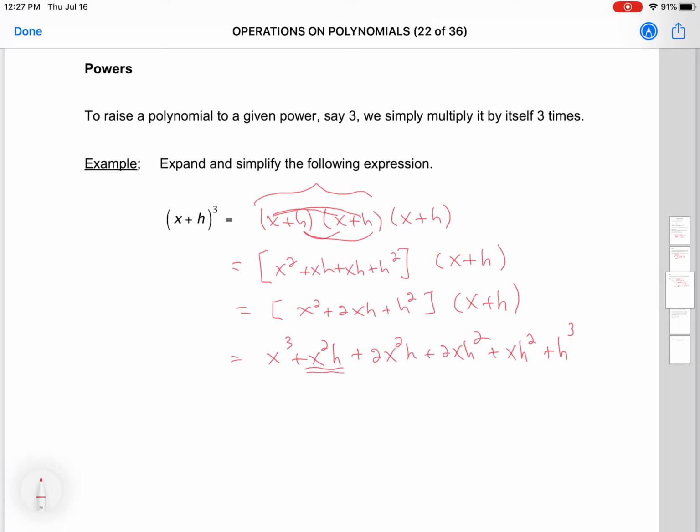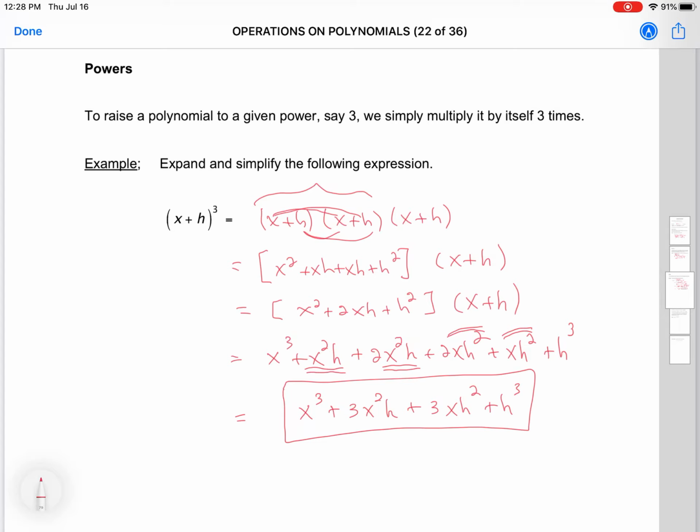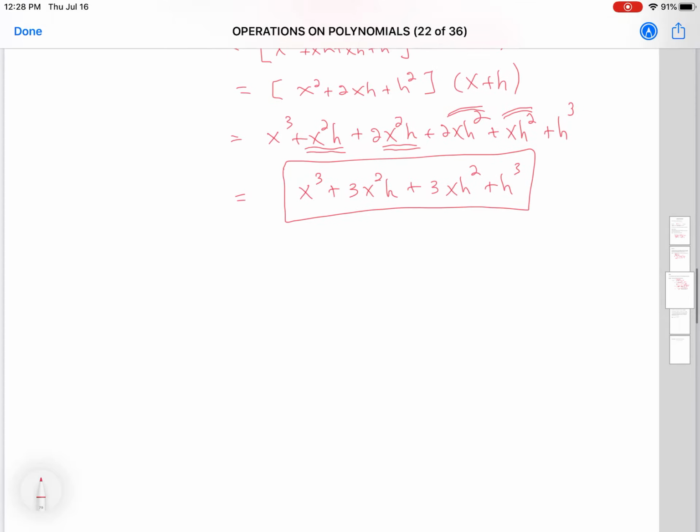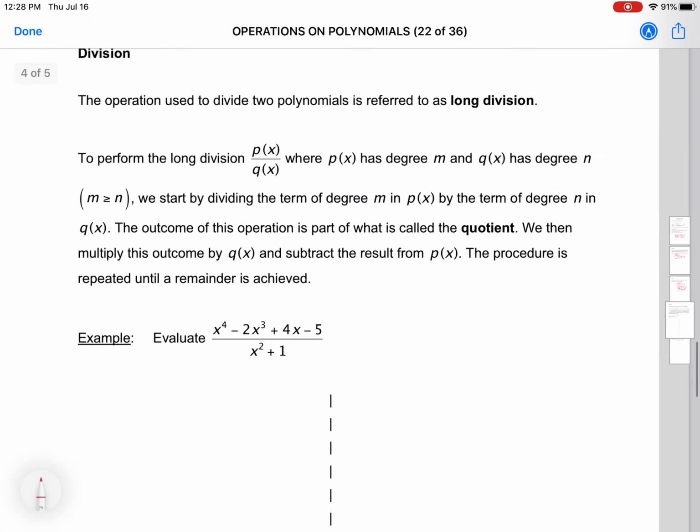I should have quite a few like terms, namely x squared h here, and x squared h here, and xh squared and xh squared. Let us collect these together. That will be 3x squared h, and 3xh squared, plus h cubed, gives me the full expansion of x plus h to the power of 3.